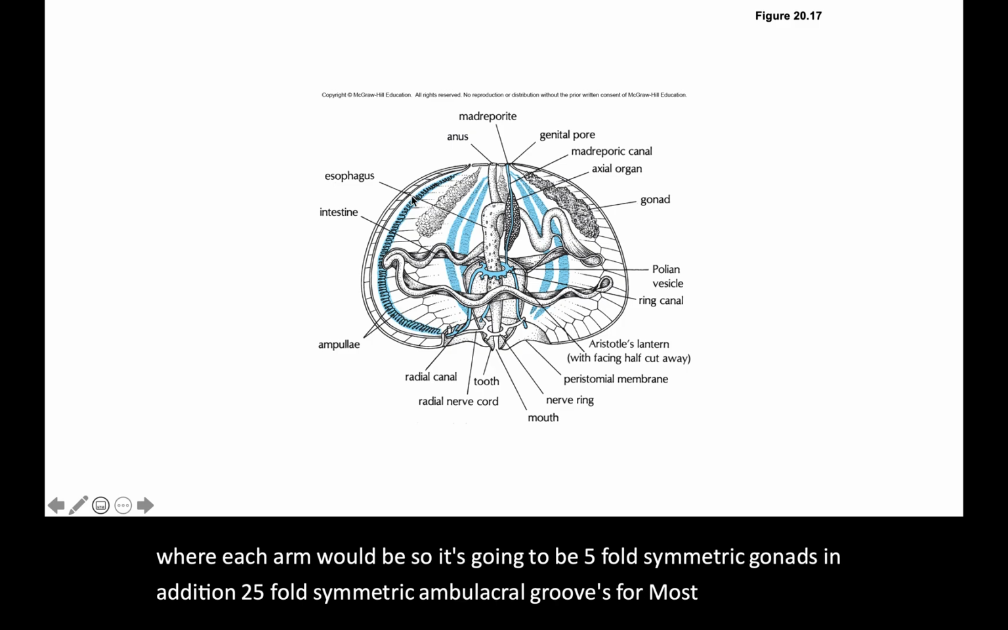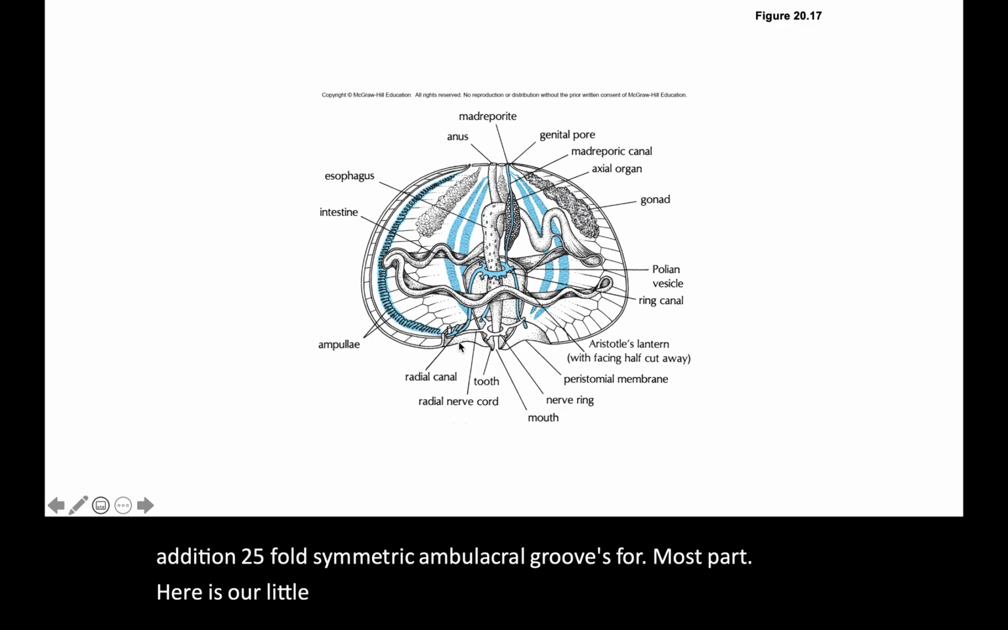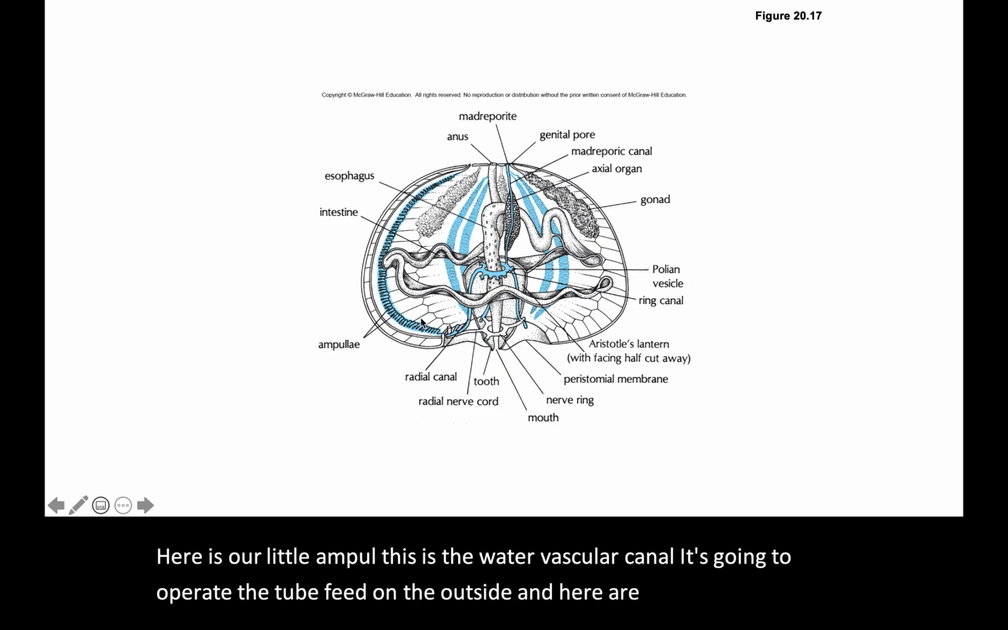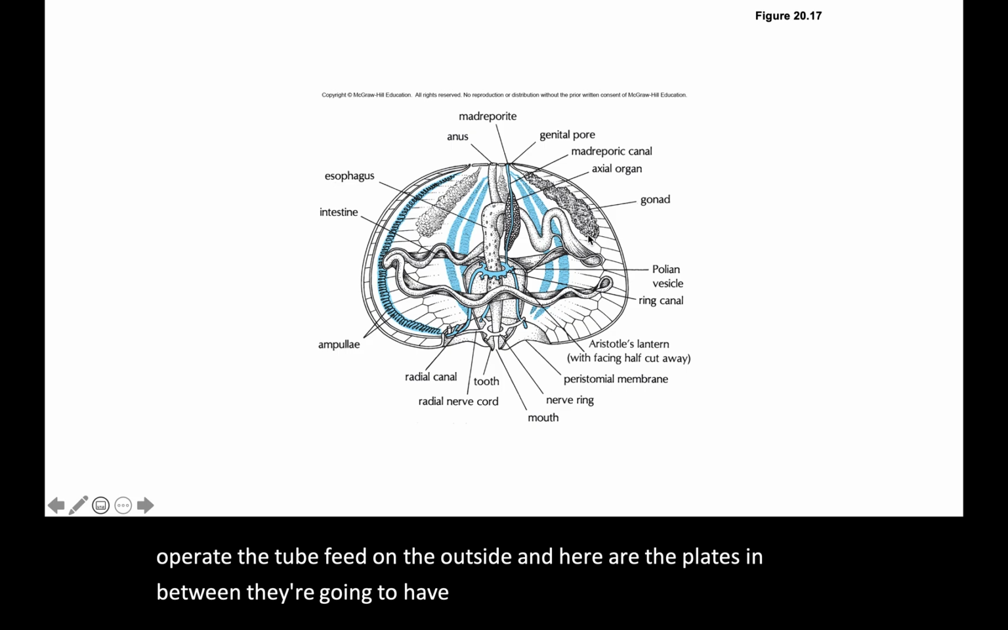Here is our little ampullae. This is the water vascular canal that's going to operate the tube feet on the outside. And here are the plates in between. They're going to have those spines sticking out of them. And different echinoderms will have different spines.